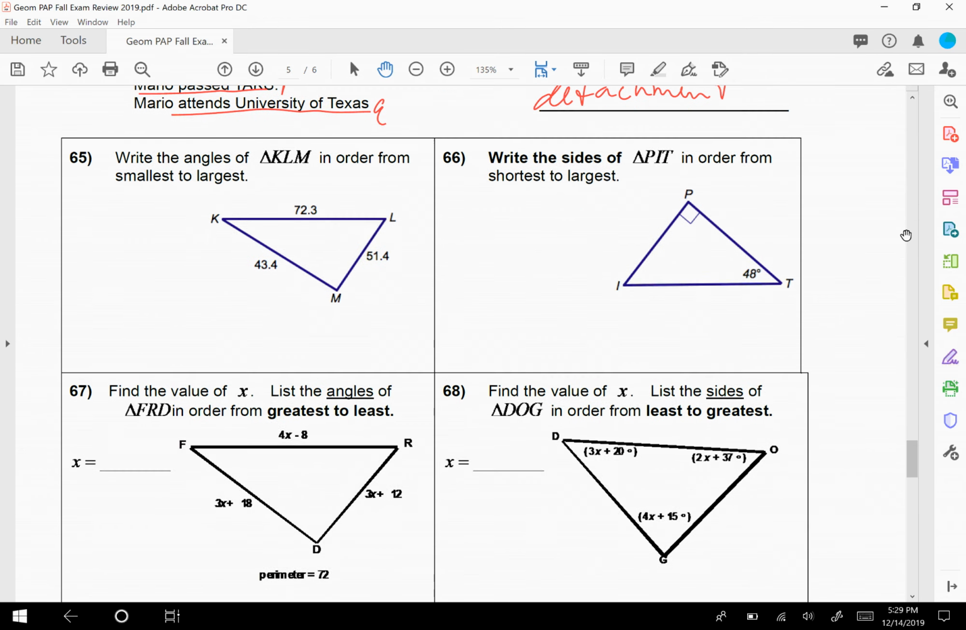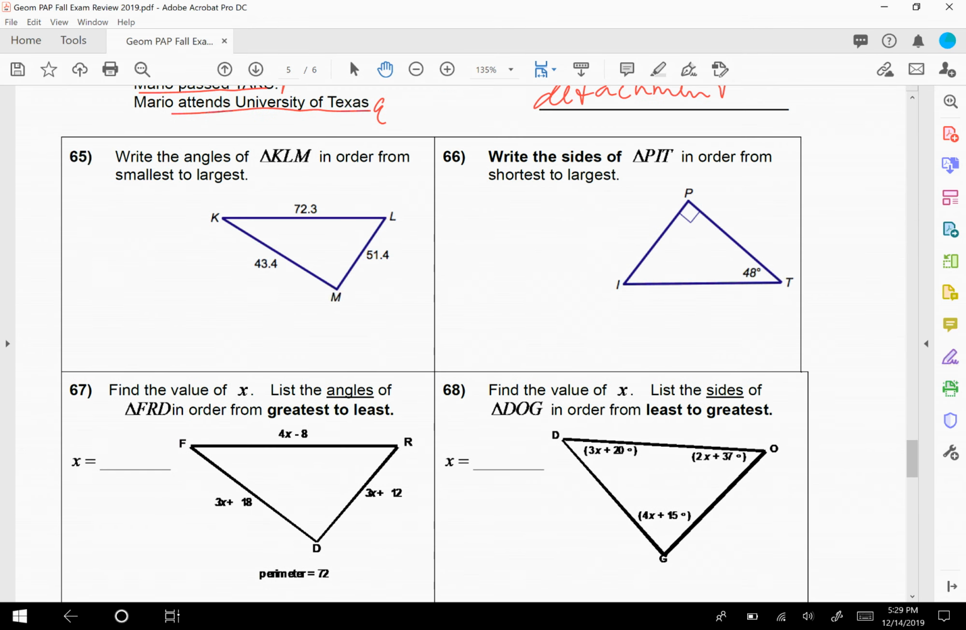Okay, next one. It says write the angles of triangle KLM in order from smallest to largest. So you have to remember your smallest angle is across from your smallest side. Okay, and that applies with largest angles across from largest side, medium is across from the medium. So we want the angles from smallest to largest.